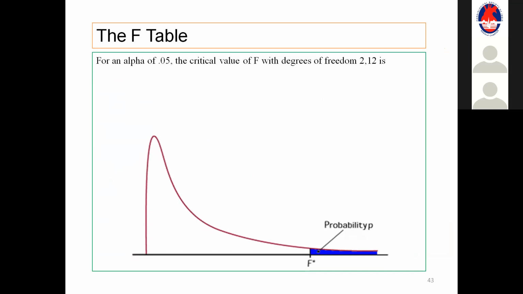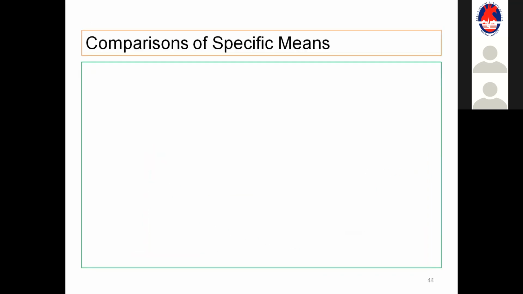For alpha equal to 0.05, the critical value of F with degrees of freedom 2 and 12 is 3.88. Our resulting value is 11.28, which is much higher than the critical value, so we have enough evidence to say that there is a difference in the population means of these 3 groups.